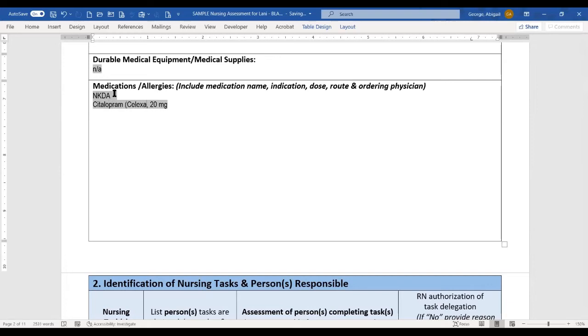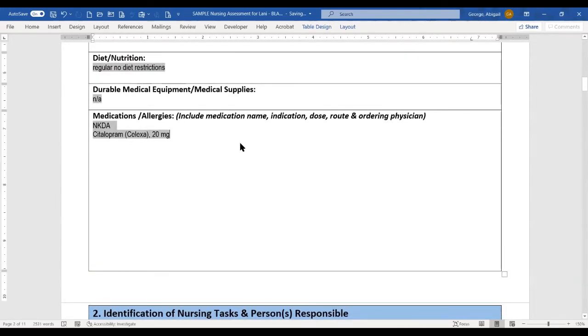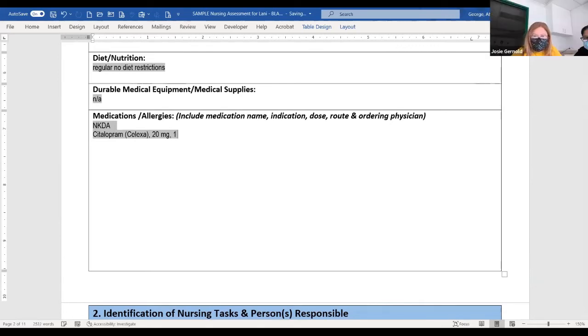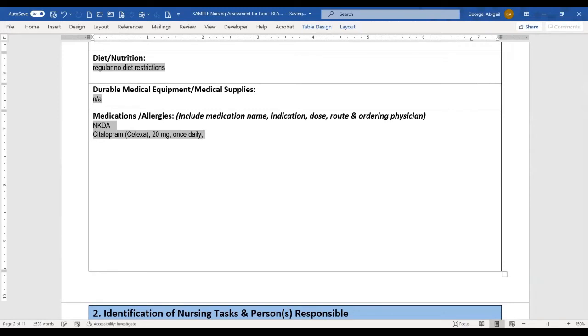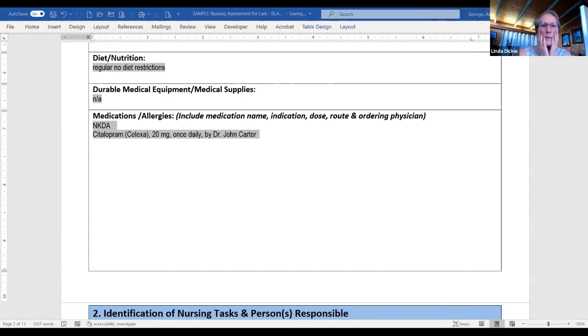Good job. Okay. Then we also have to put the indication, dose, route, and ordering physician. So the dose is 20 milligrams, one tab, once daily. The ordering physician is the psychiatrist, Dr. John Carter. Do we have to put the route? Yes, PO. PO?